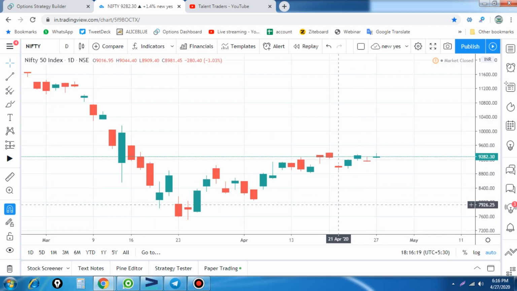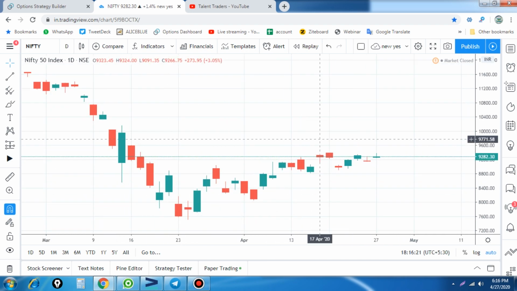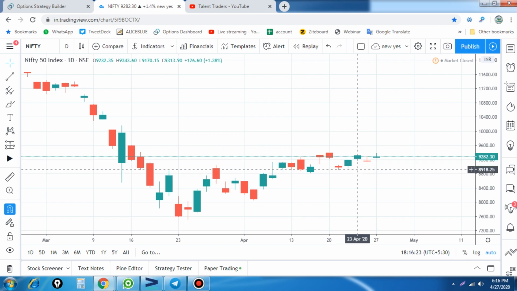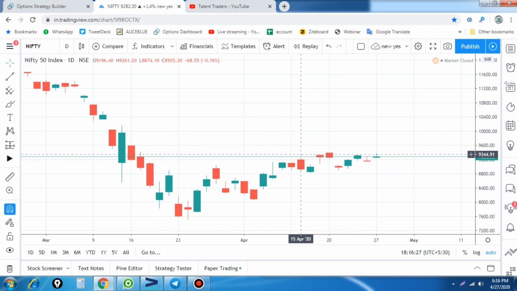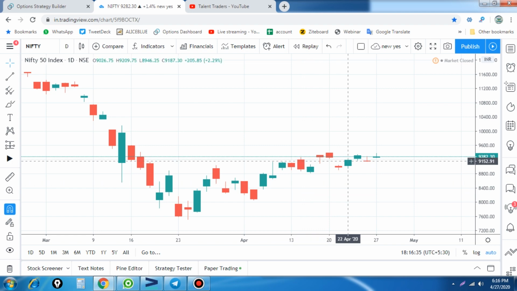So this is the Nifty daily chart, where one day Nifty goes up and the next day it comes down. Gap up and gap down kind of trade is going on in the index, both in Nifty and Bank Nifty. In this kind of scenario, what are the best option trading strategies? Risk-defined trading strategies are very important.